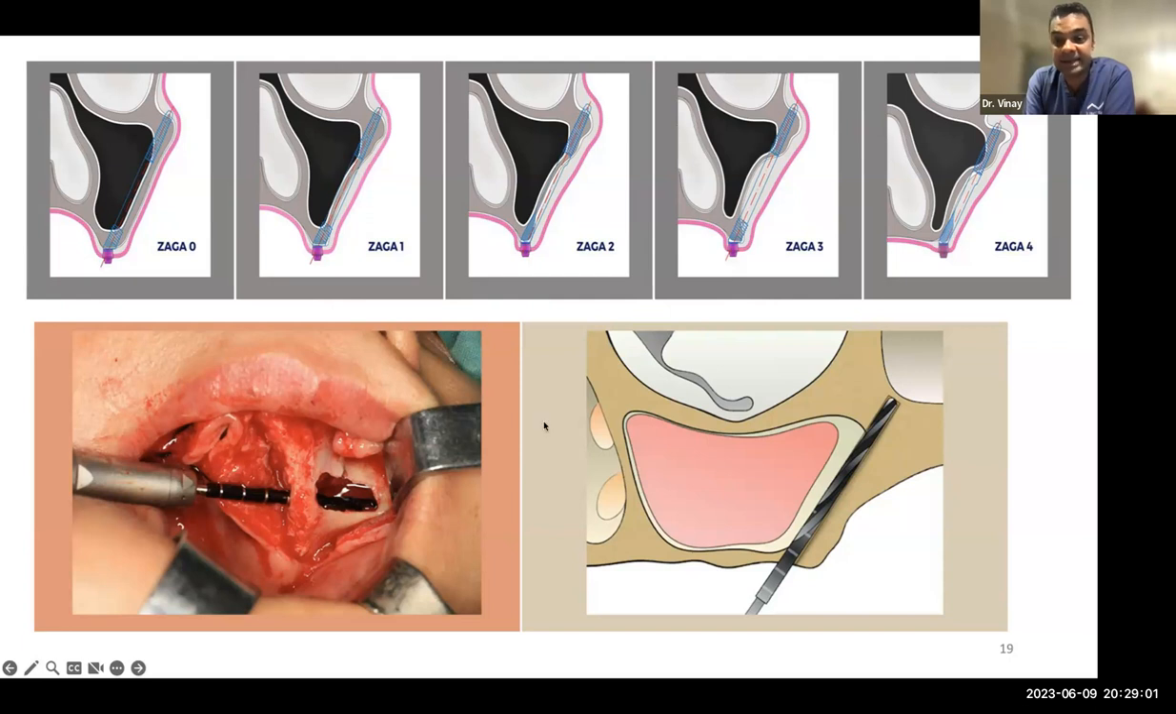And these are pictures from that. At the bottom, you can see the sinus slot technique, or rather the original surgical technique, where you make a window to see the implant placement. And the others is the Zaga concept.